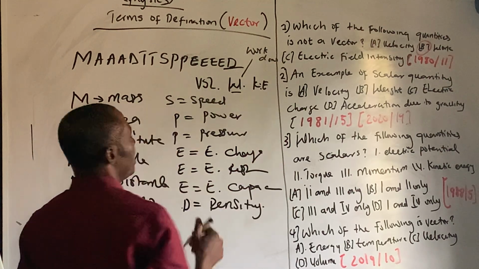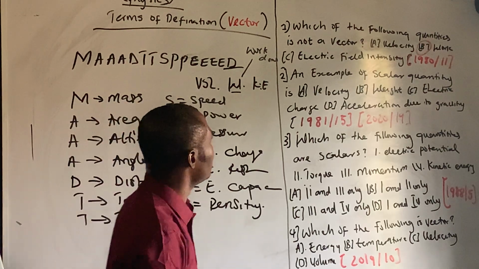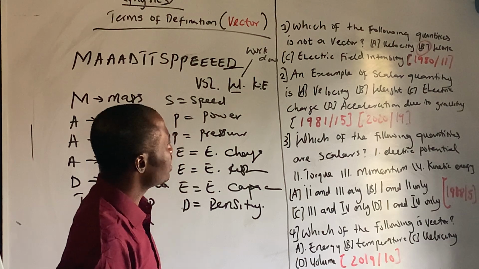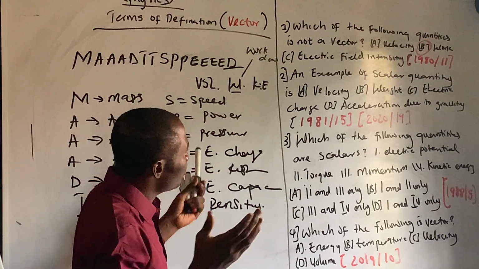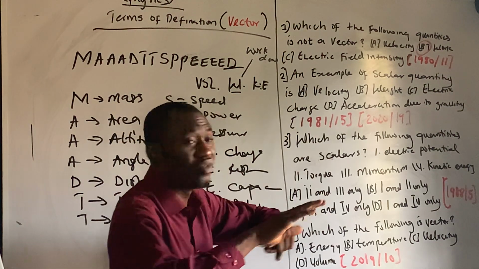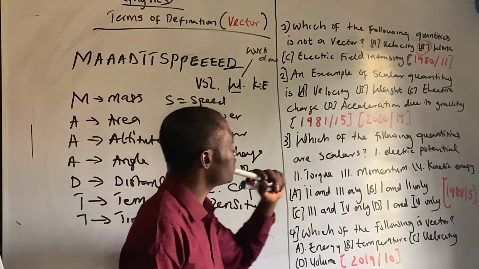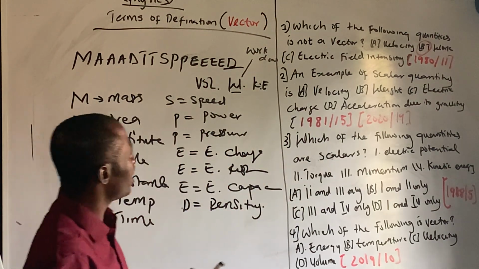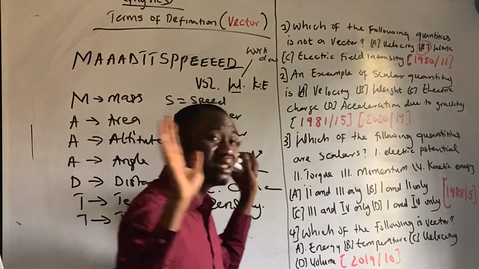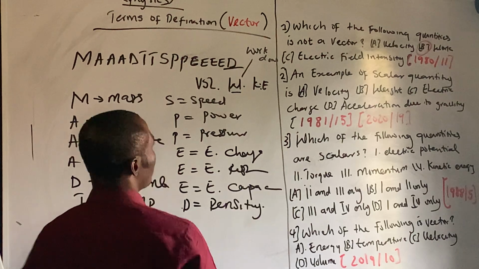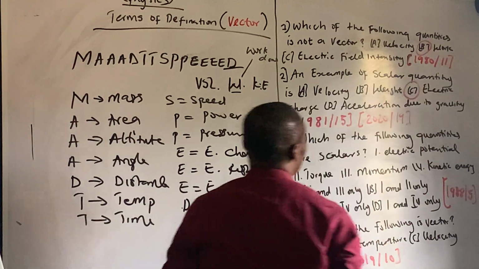And then the KE is the kinetic energy. Now, which is an example of a scalar quantity? Velocity, weight? No, velocity is not part of what I listed for you here. Weight is not part of what I listed for you here. Electric charge, that's the answer. I told you, electric charge is a scalar. It's over here. So I have electric charge.